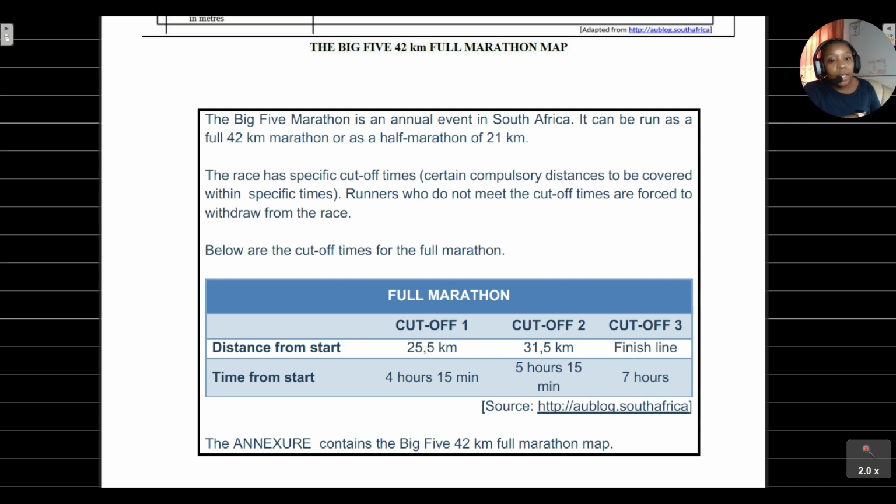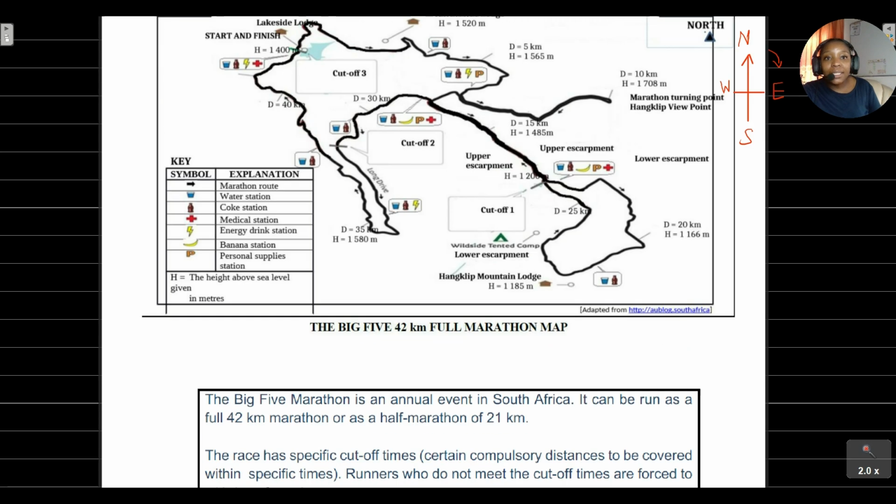Cut off number two, if you don't reach cut off number two in 5 hours 15 minutes, they cut you off. You cannot continue running in the marathon. Cut off number three, it's 7 hours, right? So you need to reach the finish line in 7 hours from the start of the race. So that's basically what is happening there.